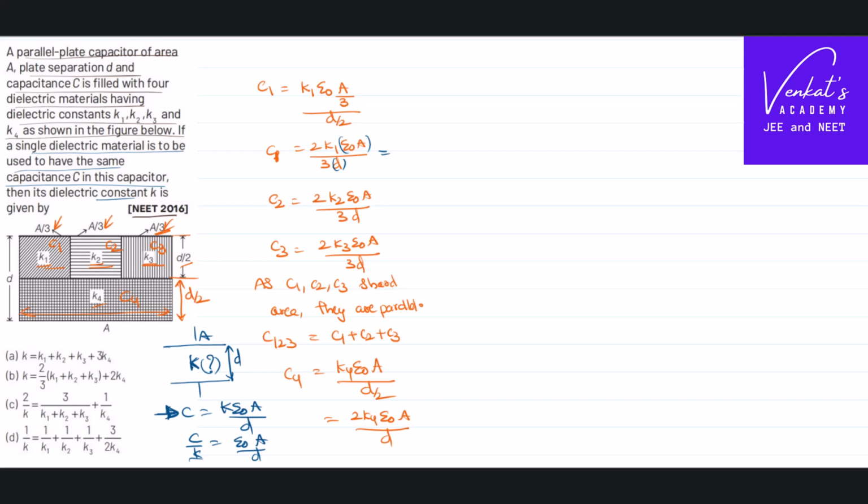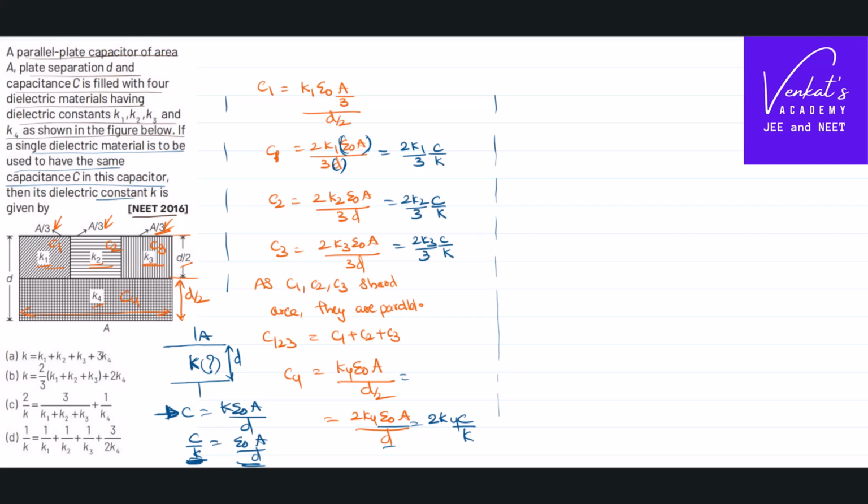So what happens to this C1? 2K1 by 3, instead of epsilon naught A by D, I can write C by K. Similarly, here also 2K2 by 3 C by K. Here also 2K3 by 3 C by K. And here I can write 2K4, in the place of epsilon naught A by D, C by K. So I have converted all of the data into the format that is needed so that the calculation becomes easy for me. Now let us proceed and solve the problem further.